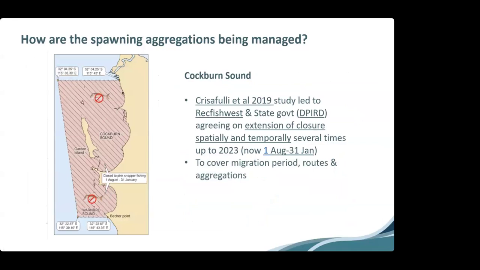That study led to work between Regfish West and the state government to agree on the extension of the closure, both spatially and temporally. It actually occurred several times over the years up until 2023. The closure now occurs from the 1st of August to the 31st of January and is shown on the map. That closure aims to cover the migration period and both the routes and aggregations themselves.